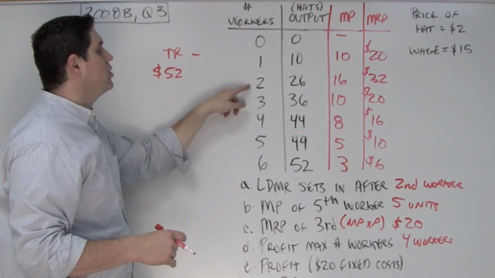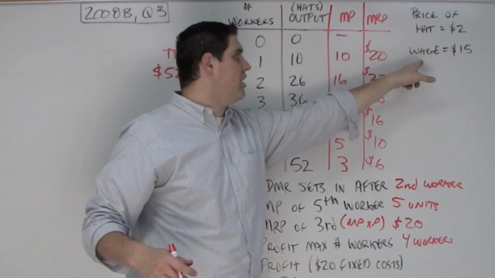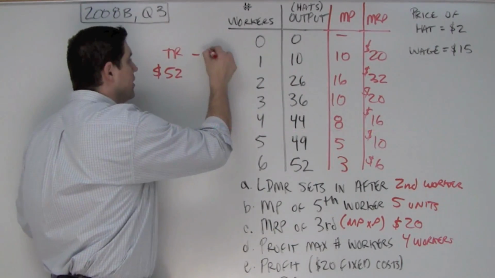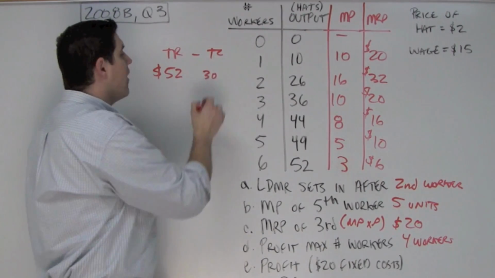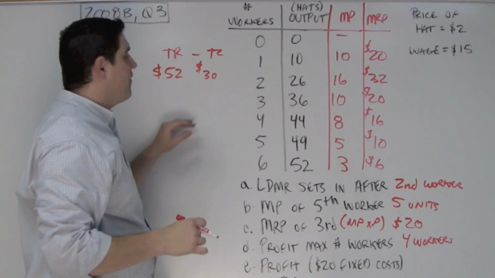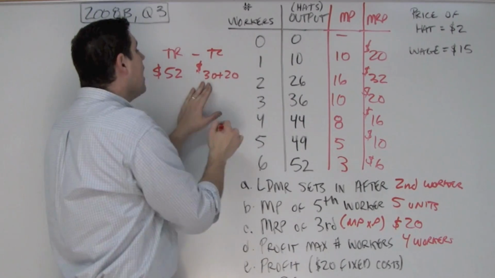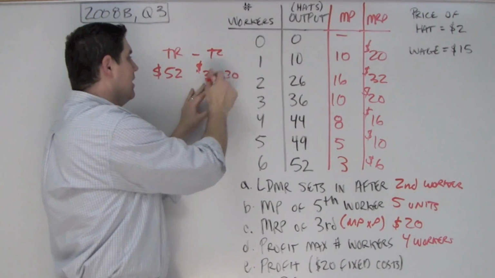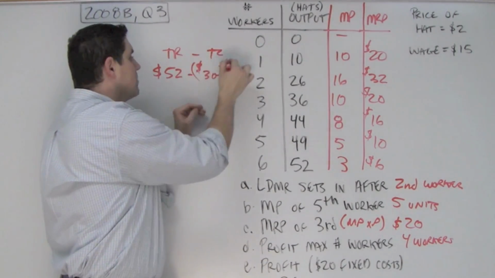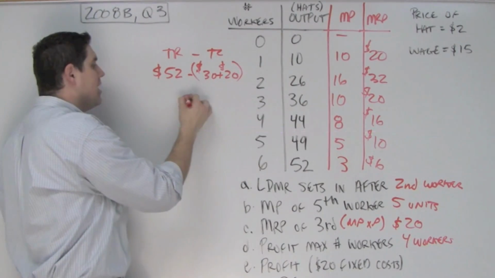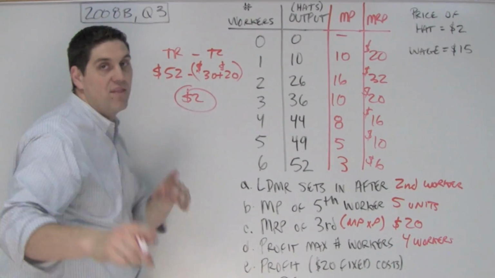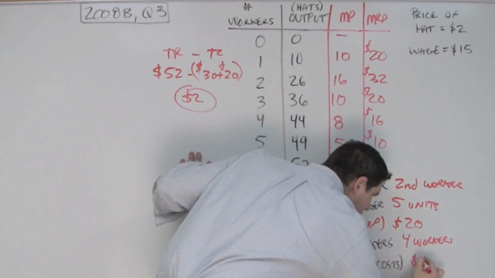If I subtract out the cost, I figure out how much profit they're earning. Well, the cost of hiring 2 workers is 2 times 15, so that's $30 of variable cost, or labor cost, of hiring those 2 workers. But the question also told me there's another $20 of fixed cost that I have to add in to my total cost. When I subtract those all out, I get a number. That number is $2 profit. That's the right answer. $2 profit.